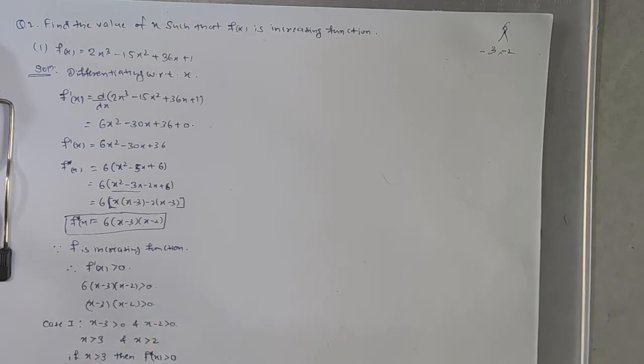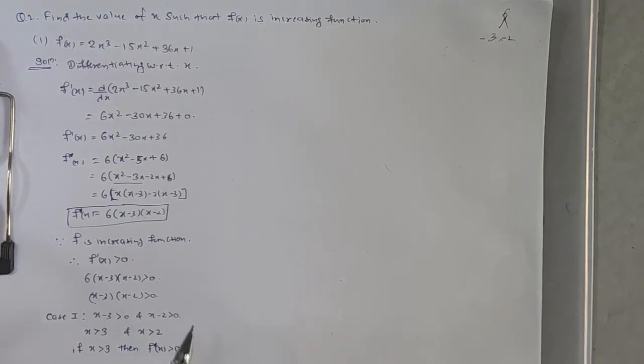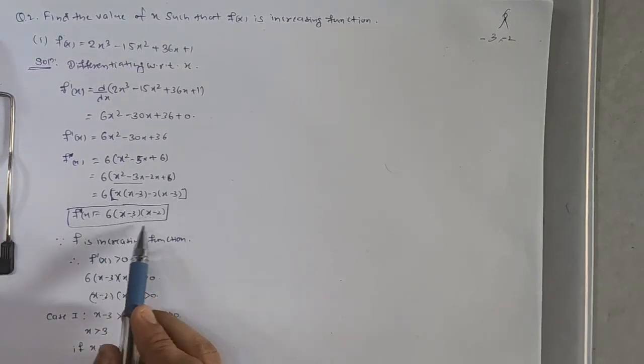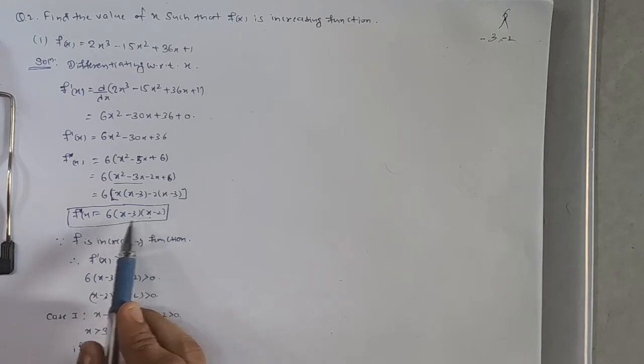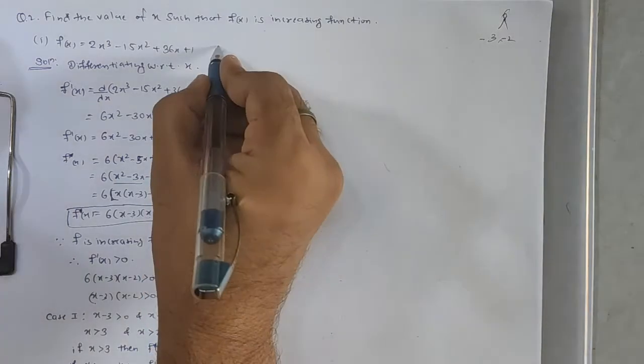But if x is greater than 2, that means if we take 3, what will happen? This term will be 0, then the whole term will be 0. So for x greater than 2, f dash of x will be 0, which is a contradiction.